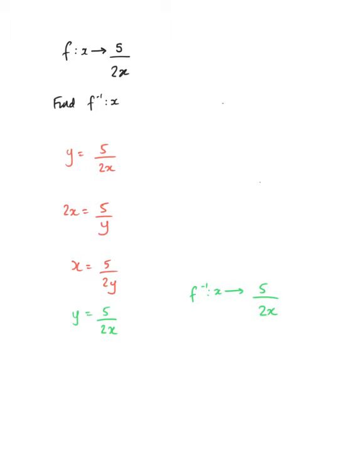So this function is self-inverse. If you think about the shape of the graph, that would tell you why. So the graph for 5 over 2x looks like this. And if I do a reflection in y equals x, it's going to map back on itself.